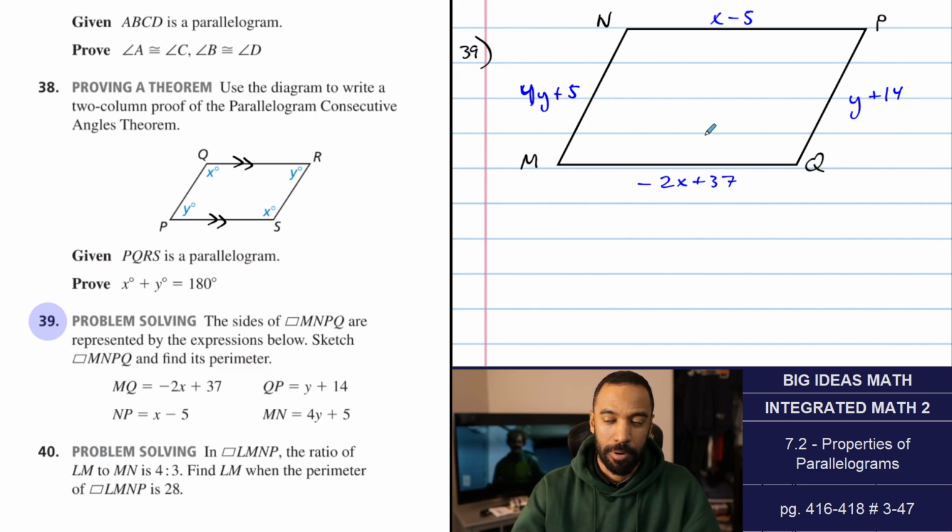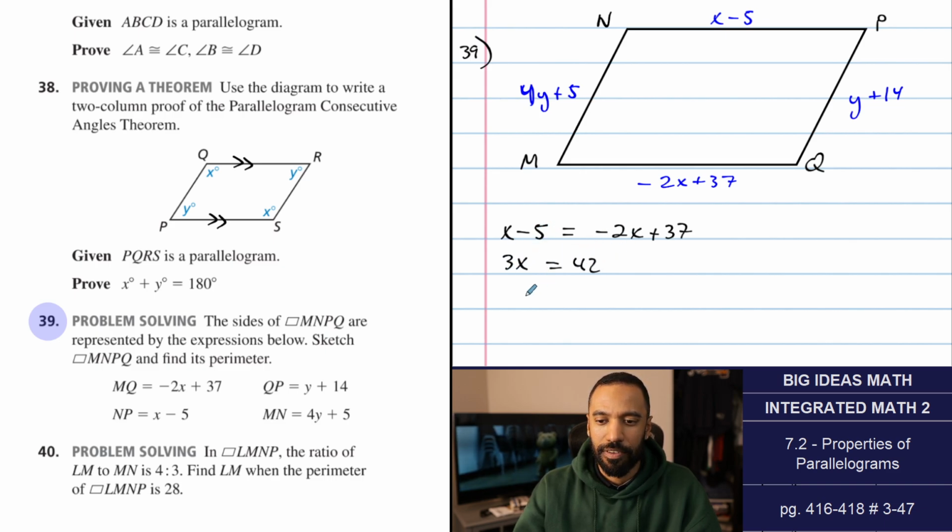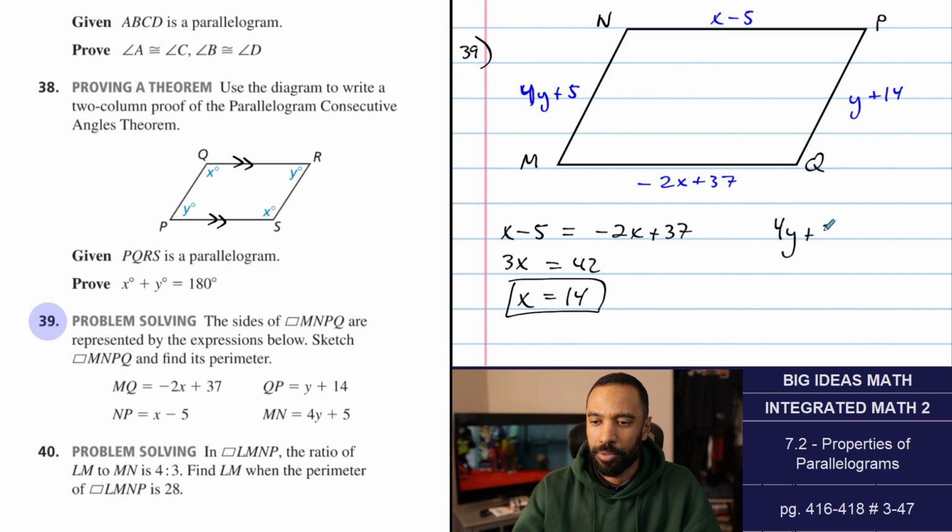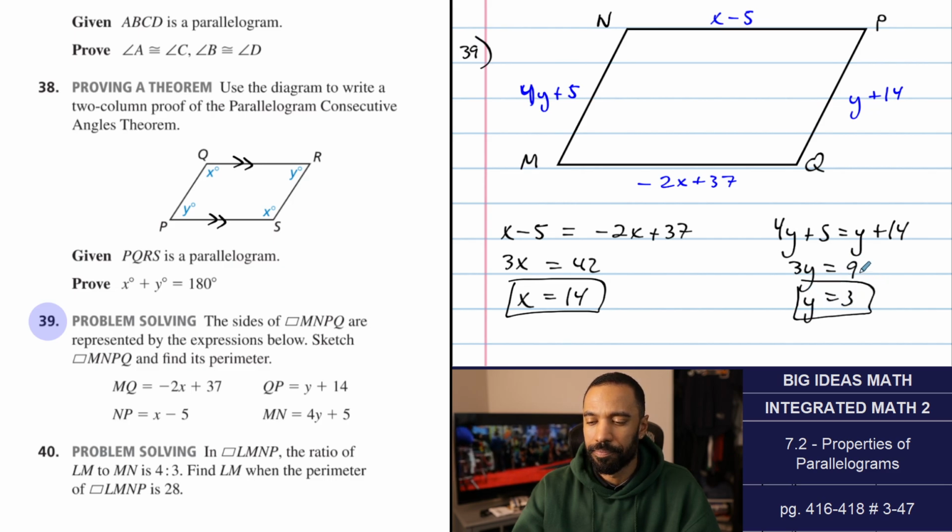So, parallelogram, set opposite sides equal to each other. The x's really have nothing to do with the y's in these cases. We just do what we do based on the setup of the problem. Add 2x to both sides. Add 5 to both sides. Divide both sides by 3. You get x equals 14. We're going to use that later. For y, I got 4y plus 5 equals y plus 14. Subtract y from both sides. Subtract 5 from both sides. And divide both sides by 3. You get y equals 3.